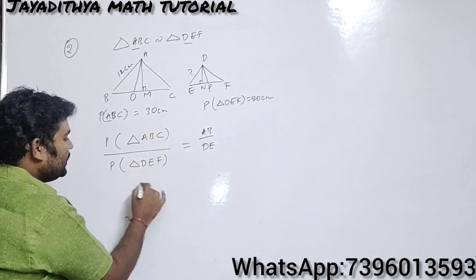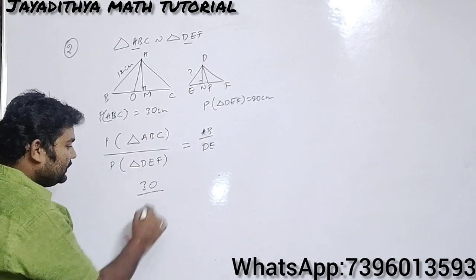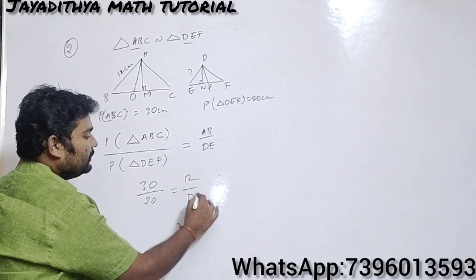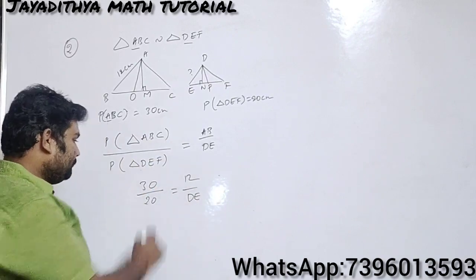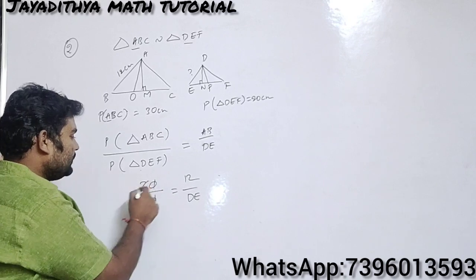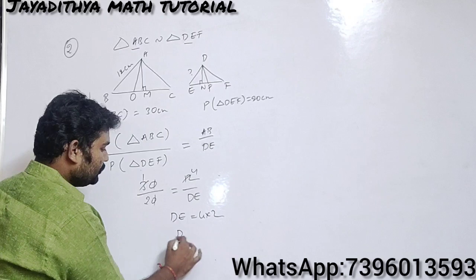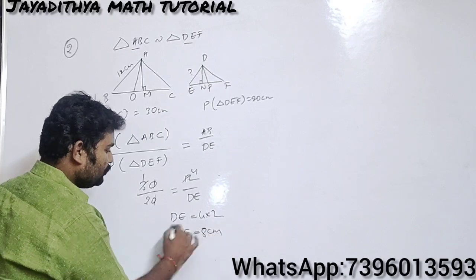So what is the perimeter of triangle ABC? That is 30. And what is the perimeter of triangle DEF? That is 20. And we have the AB value as 12, and you need to find DE. If you simplify, that is very easy here. 3 1s are 3, 4s are 12. So the DE value will be equal to 4 into 2. So DE is equal to how much? That will be equal to 8 centimeters.